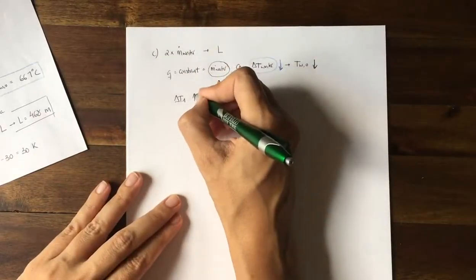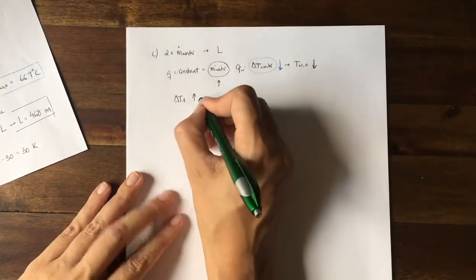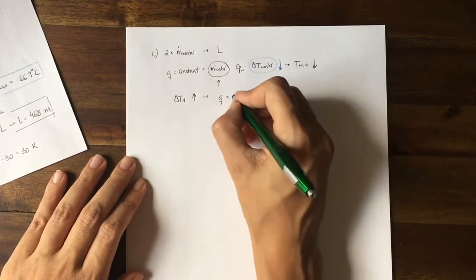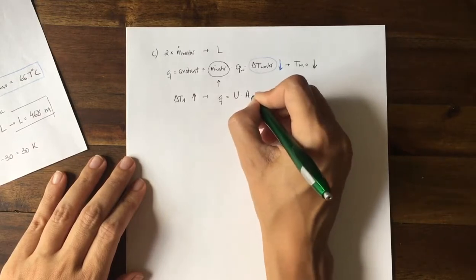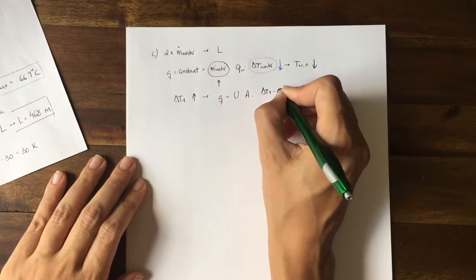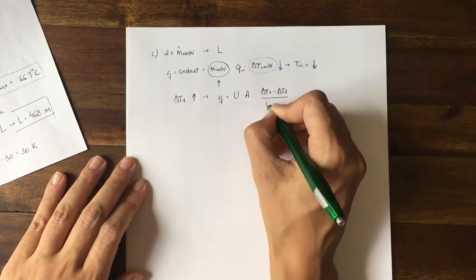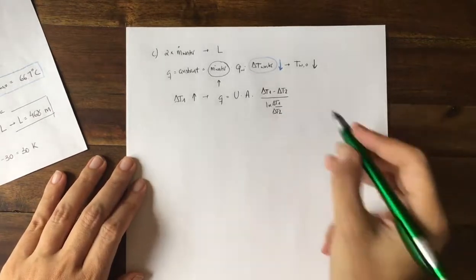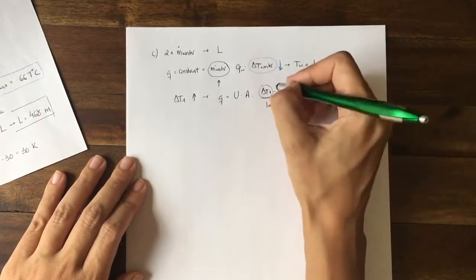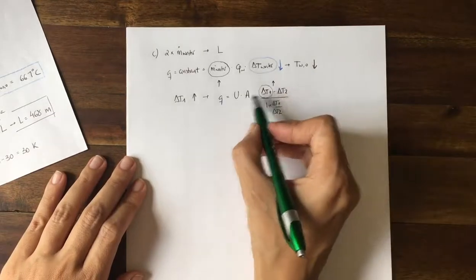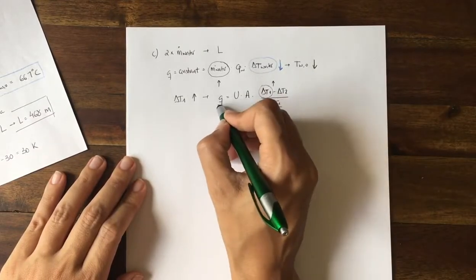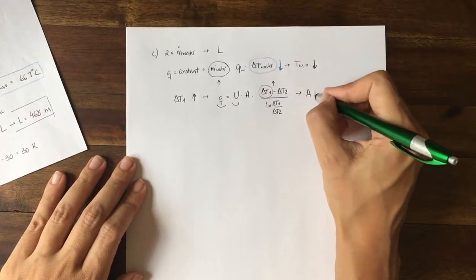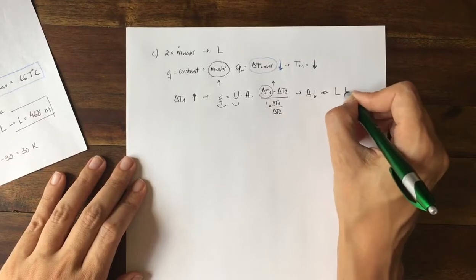And if the delta T1 is higher, when we use the equation Q is equal to the overall coefficient times the area times delta T1 minus delta T2 over log delta T1 over delta T2, if delta T is higher, and the Q is constant as well as U, that means that the area needs to be smaller, and therefore L also has to be smaller.